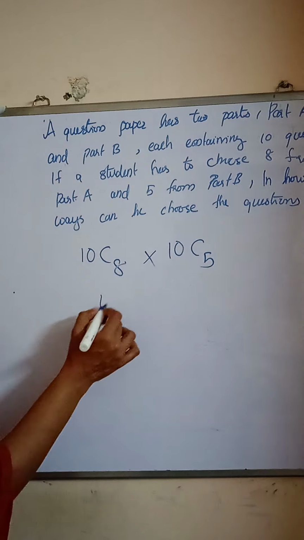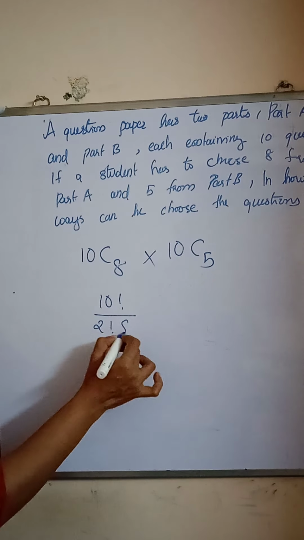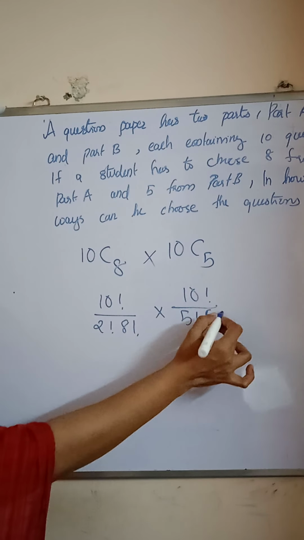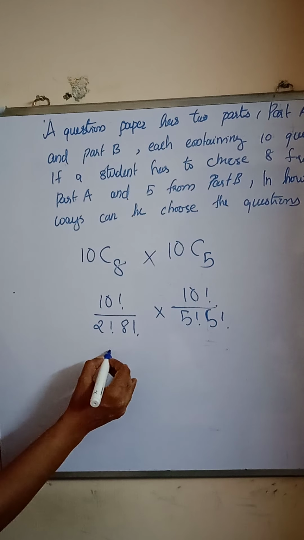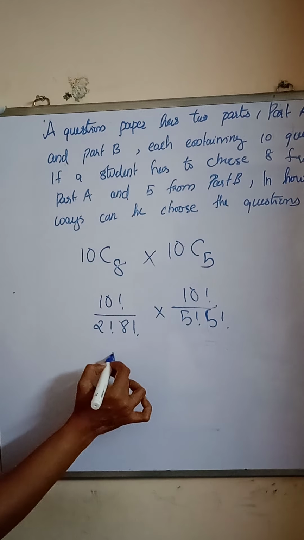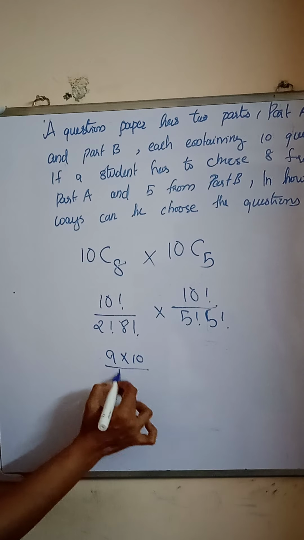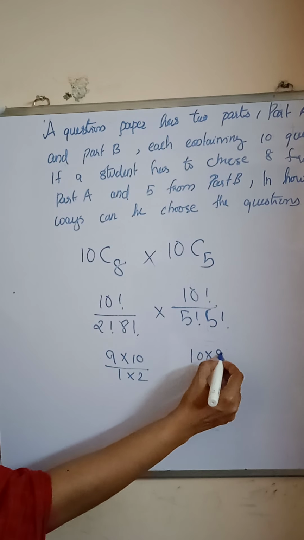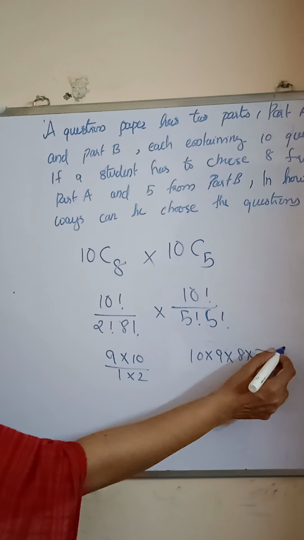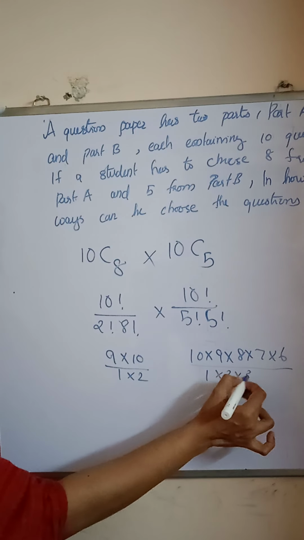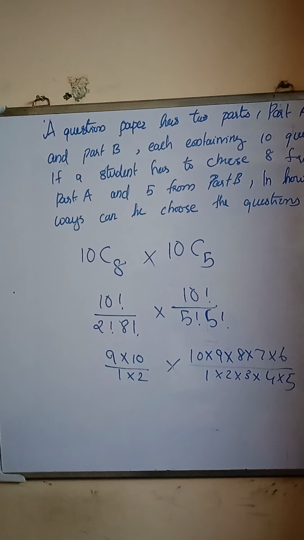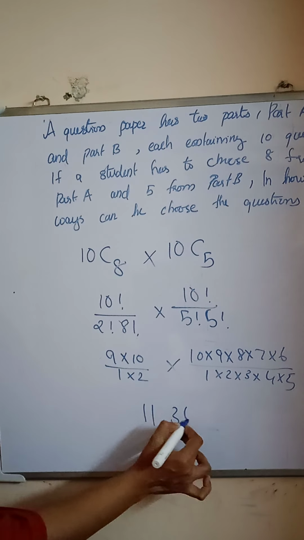So 10 factorial divided by 2 factorial into 8 factorial, into 10 factorial divided by 5 factorial into (10 minus 5) factorial, which is again 5 factorial. The 8 factorial cancels. That is 9 into 10 by 1 into 2. Here also 10 into 9 into 8 into 7 into 6 by 1 into 2 into 3 into 4 into 5. After cancellation we get 11,340.